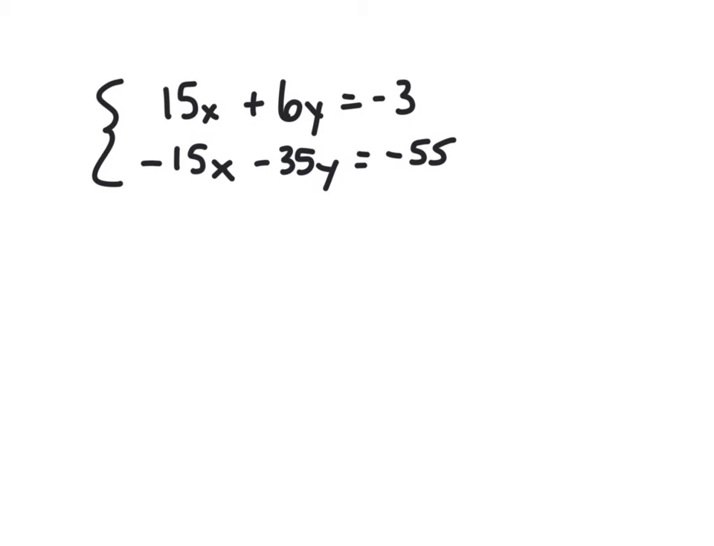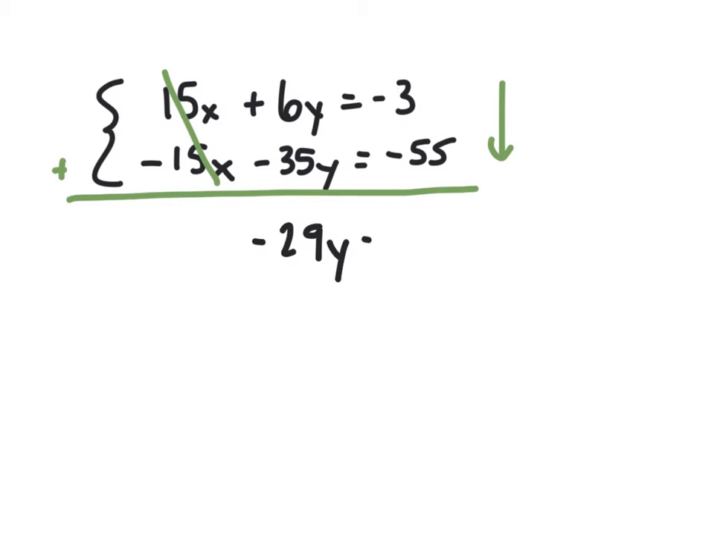So here's the new and improved system that we created by multiplying our equations by 3 and negative 5. Now we're ready to do our elimination. The elimination step simply means you're going to add straight down. So when we do elimination, we add straight down. The 15x's are going to cross out. That's what we were shooting for. We have to do 6 plus negative 35. Don't panic. It's just negative 29y. And we have to do negative 3 plus negative 55, which is negative 58. Again, don't panic. We're going to divide by negative 29 on both sides.